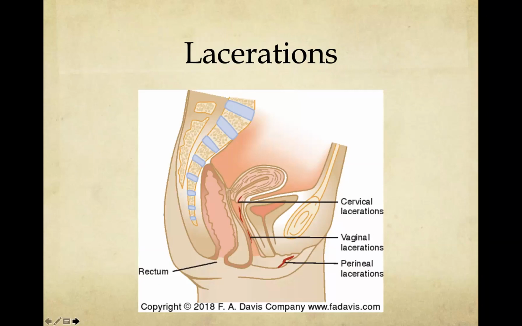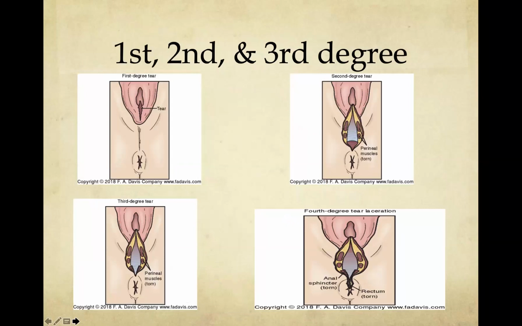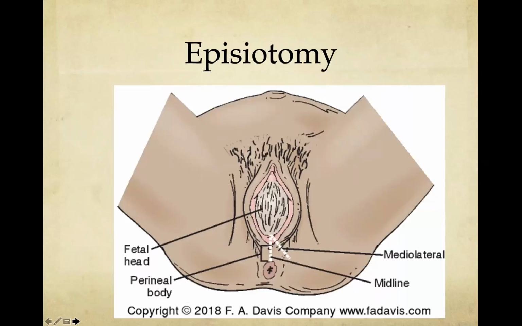Lacerations. Lacerations are tears as the baby is coming out, and we can have lacerations or episiotomies. So here are some examples of first, second, and third degree tearing. Episiotomy, the one I want you to be aware of, the most common, is your mediolateral. You see over here, your mediolateral, it's kind of in a diagonal. The midline has a tendency to tear the rectum, whereas the mediolateral is off to the side.